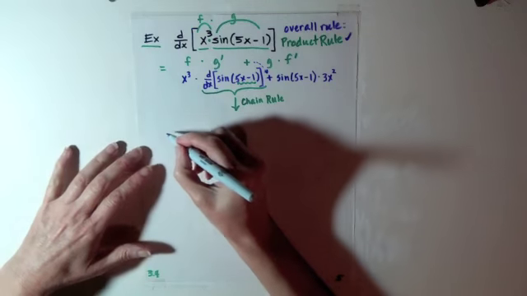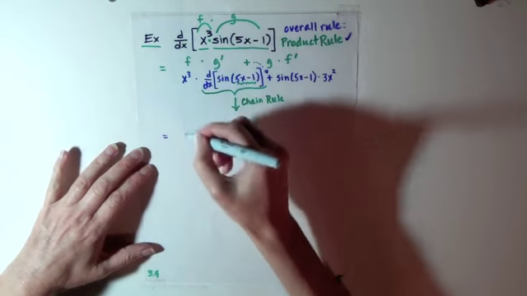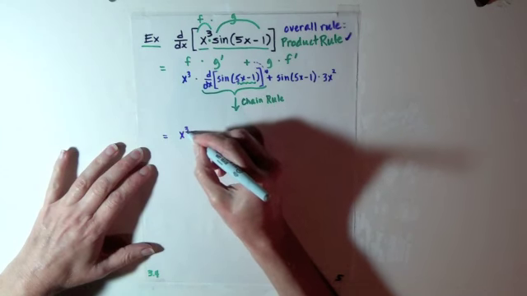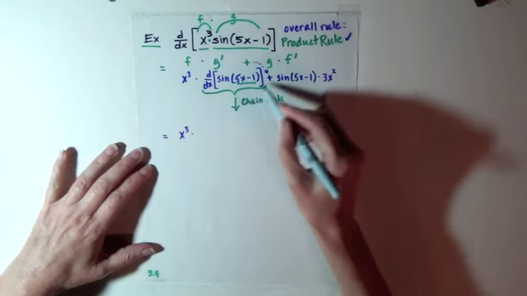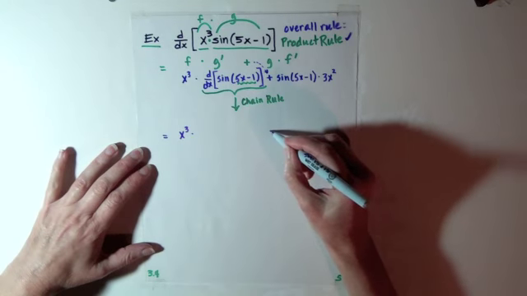Okay, let's go ahead and try to do this together then. This part of the problem is already done, so I'm going to pull down the x cubed. It's going to be times the derivative of this. That's the only derivative I have left to do.